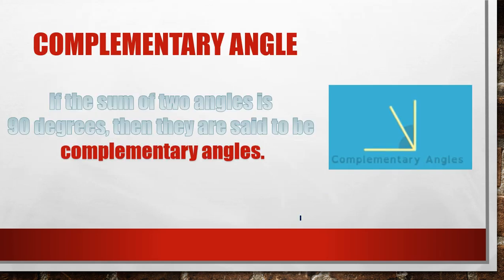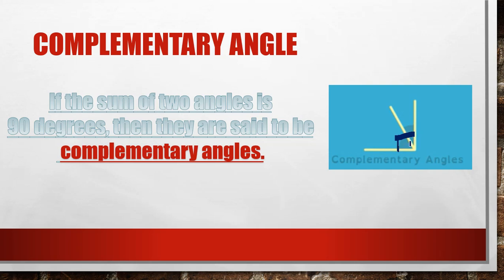Complementary angle. If the sum of two angles is 90 degrees, then they are said to be complementary angles. Here is a right angle, so 90 degrees. So these two angles are complementary angles because their sum equals 90 degrees. But be careful, they don't have to be next to each other.